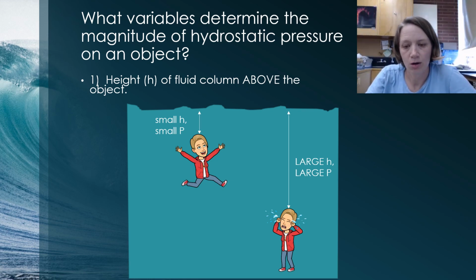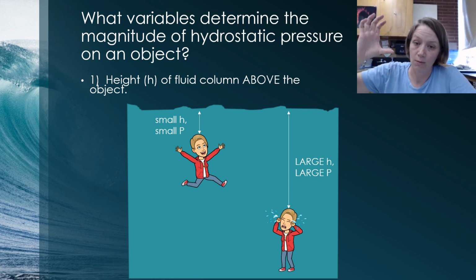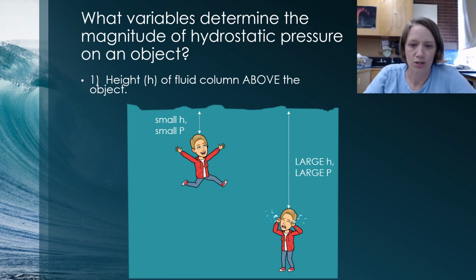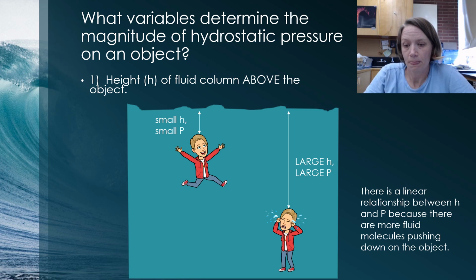So the bigger the height of the fluid column measured above the object, the more hydrostatic pressure you're going to feel. This means that there is a linear relationship between H and P because there's more fluid molecules pushing down on the object, the higher the H.